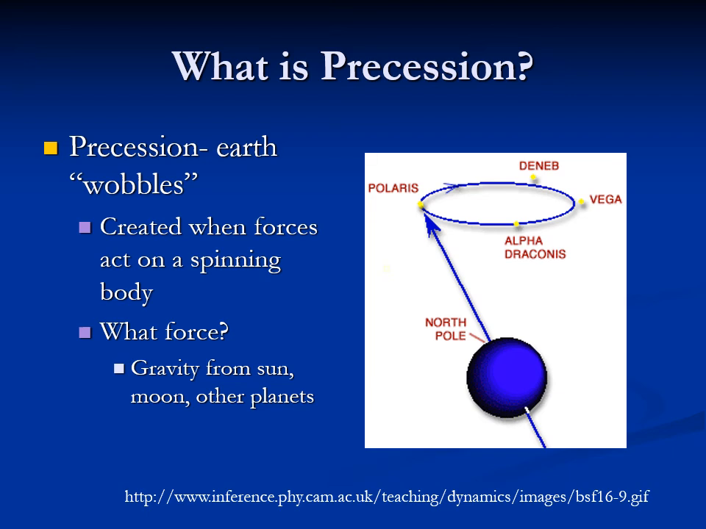And so precession is kind of an Earth wobble. And it is created when forces act on a spinning body. So it's not just on the Earth or the other planets. It also happens with a top. If you spin a top on a table, you'll see that the top of the top will wiggle or wobble back and forth, back and forth. That is precession. And what force is acting on the Earth to cause it to precess? Gravity from the sun, gravity from the moon, as well as some gravity from the other planets.